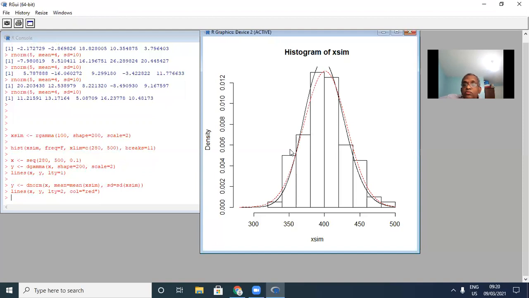So now you see there are two curves. The one in black is the density of the gamma distribution, and the one in red is the density of the normal distribution. As you can see, both of them are pretty close to each other. That means the normal is a good approximation to the gamma in this particular case.